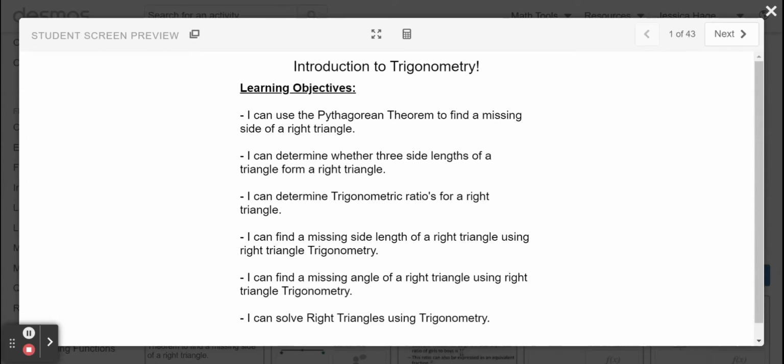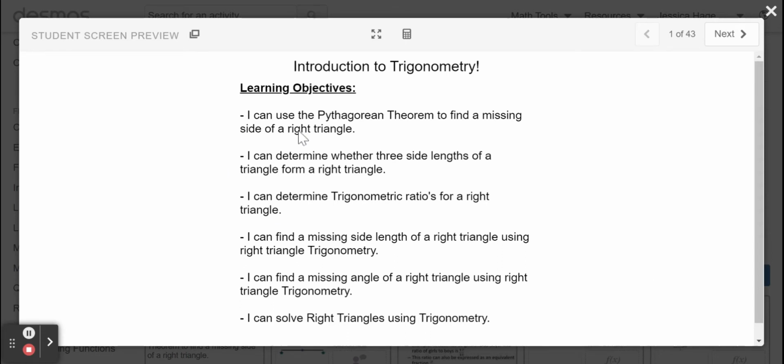This video is going to take you through slides 1 through 7 of our Heights Right Triangle Trig Desmos activity. This is an introduction to trigonometry. There are many objectives covered in this Desmos, so there will be other videos to follow.